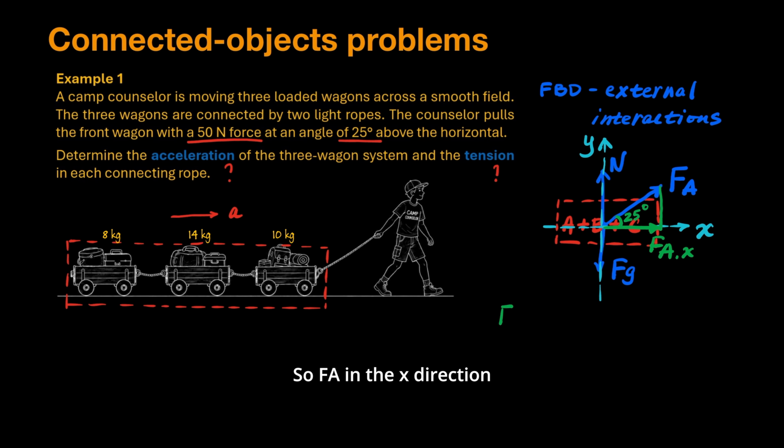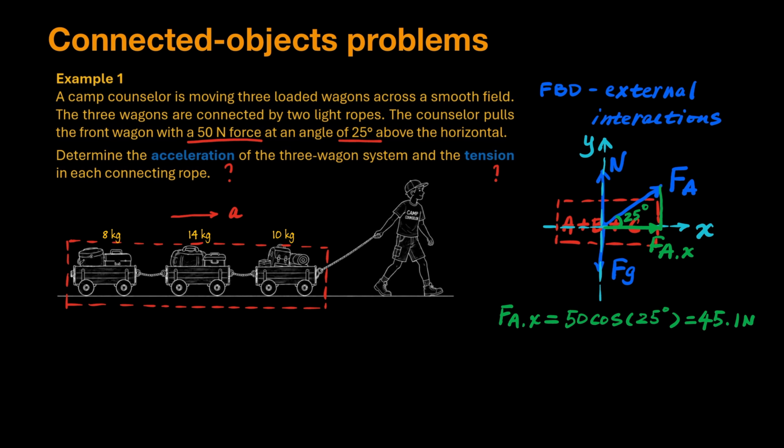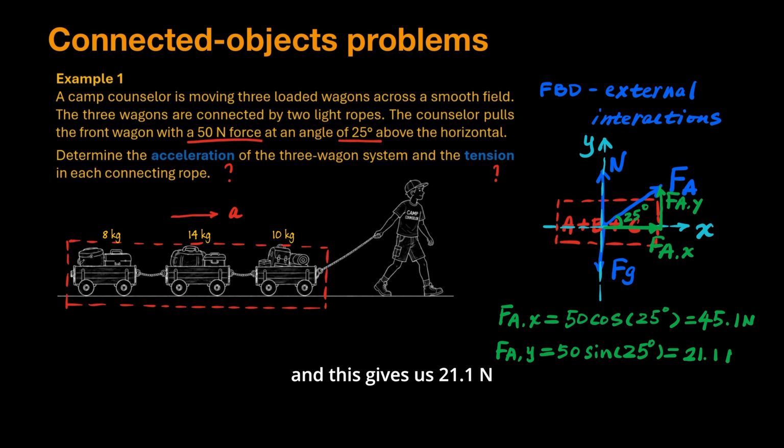So Fax equals 50 multiplied by cosine 25 degrees. And this gives us 45.1 Newton. And the vertical component is the opposite side. So Fay equals 50 multiplied by sine 25 degrees. And this gives us 21.1 Newton.